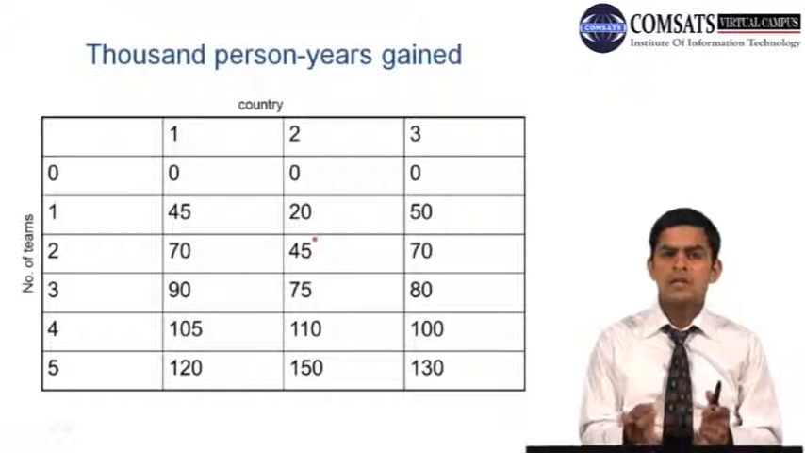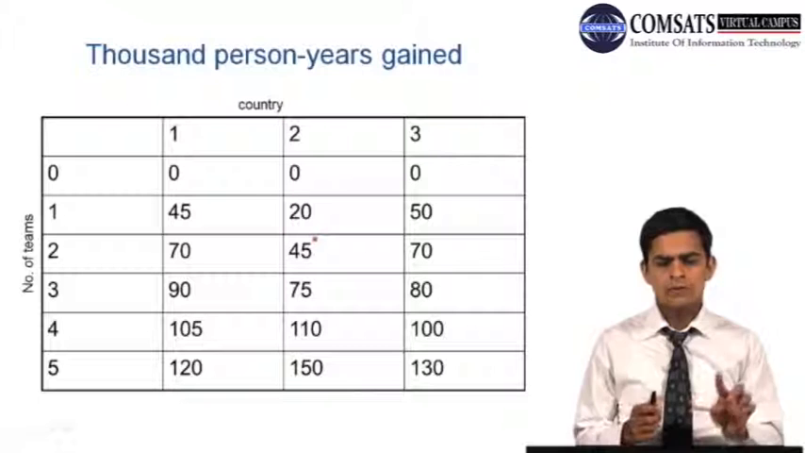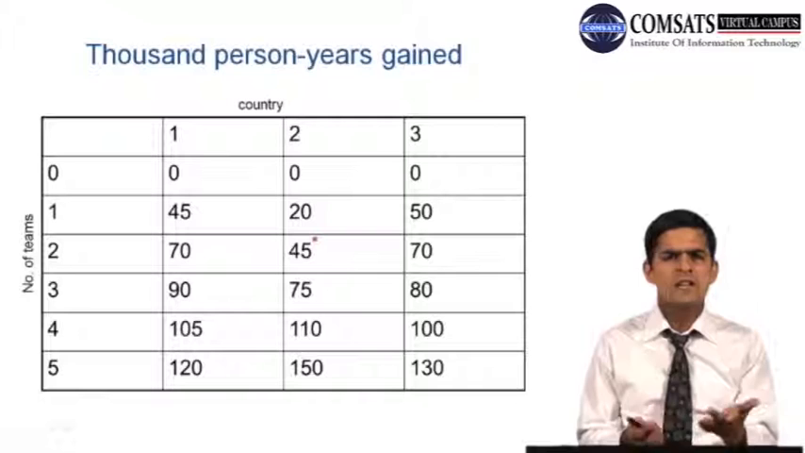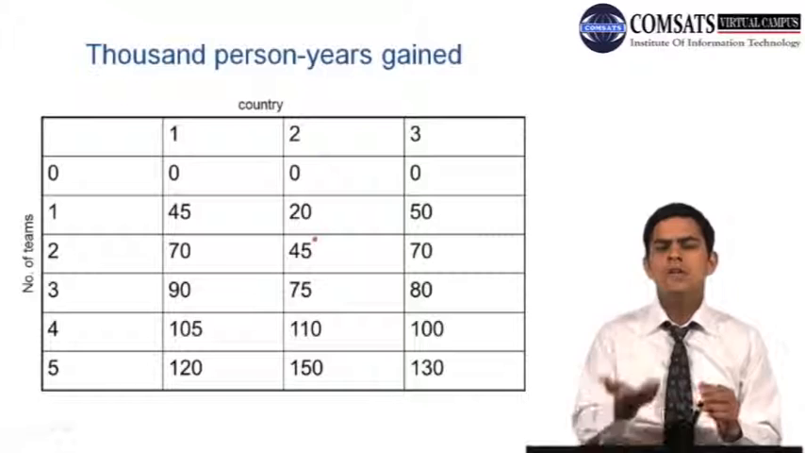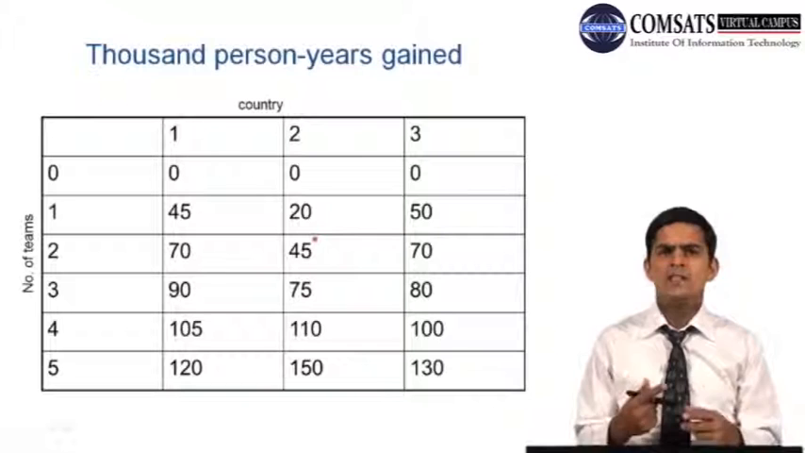Country 3, 130 lives. So before you were thinking, you should not send anyone to country 2 because they will only save 20 lives. But now you are saying, if you send all of them to country 2, they will save 150 lives, let's say. Or these are in thousands, right? So 150,000 lives. Okay? So now you have a decision to make, right?